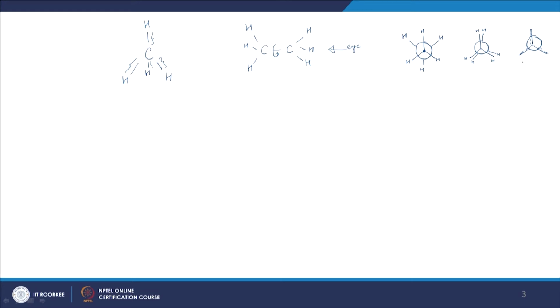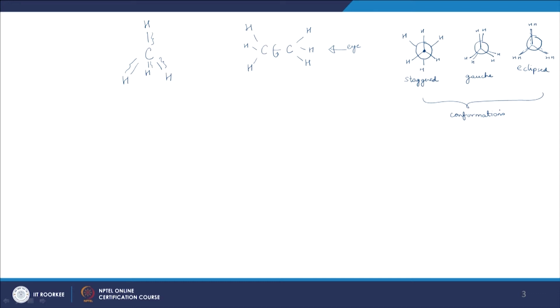So the 3 hydrogens behind and the 3 hydrogens in front are pretty much in line in the same plane. This particular configuration I will refer to as an eclipsed conformation. This is what I will refer to as a staggered conformation, and this is what I will refer to as a gauche conformation. So there are 3 possible conformations of the ethane molecule. Okay.